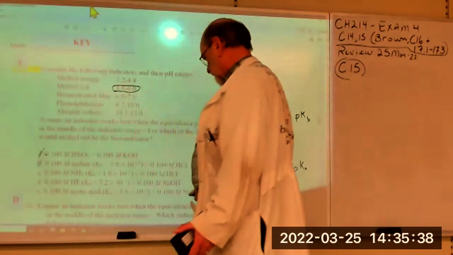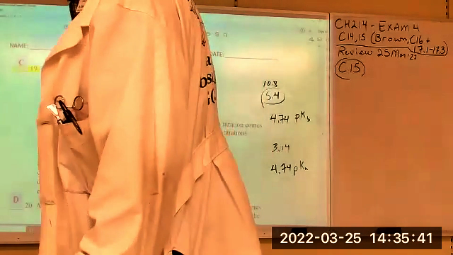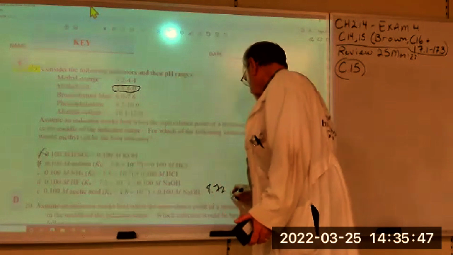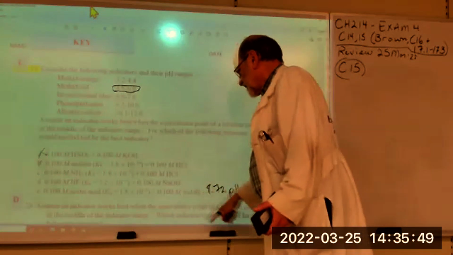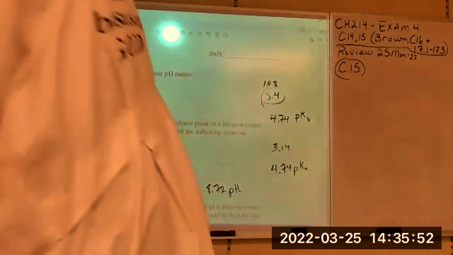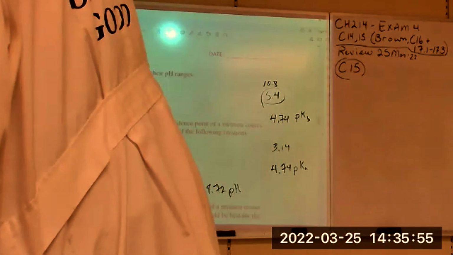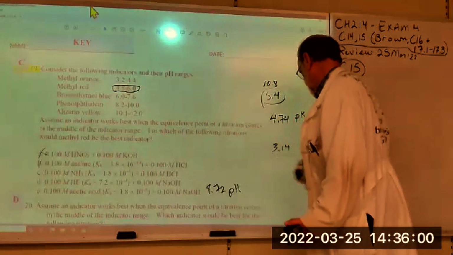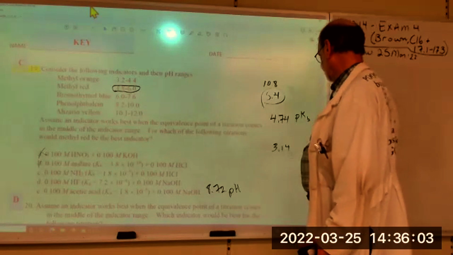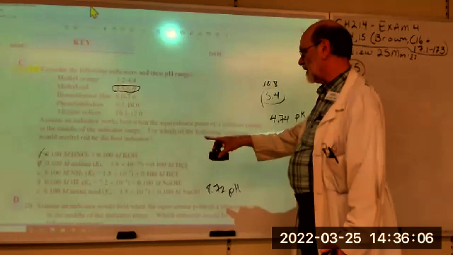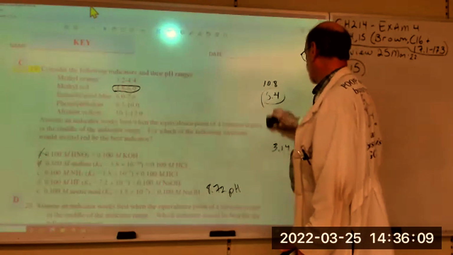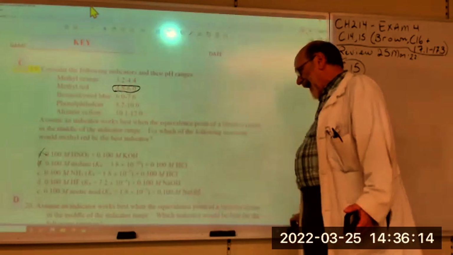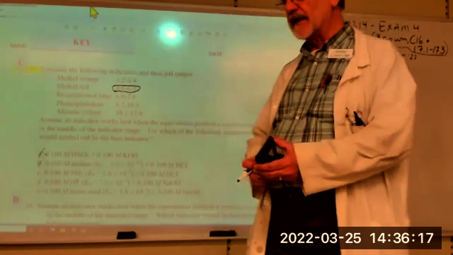Actually, the pH for this one is going to occur at 8.72. That's the pH at neutralization. Okay, so that's why C is the best answer for this one. You have to actually calculate the pH at equivalence in order to answer that question.